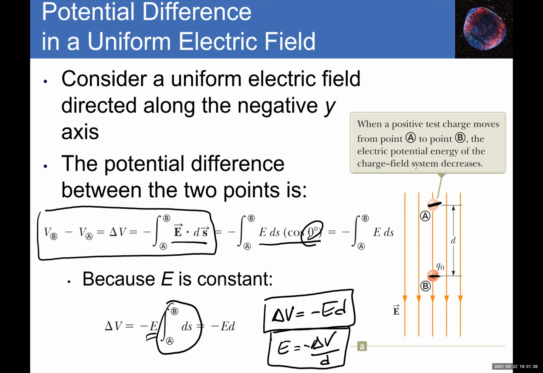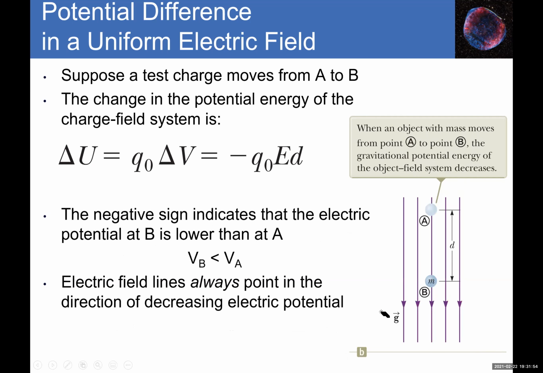Also, as I mentioned, if you're going from point A to point B in the direction of the electric field, your potential will always decrease. If you go in the opposite direction of the electric field, your potential will always increase. That's what we're talking about here. So suppose the test charge moves from A to B, the change in the potential energy of the charge-field system is delta U equals Q naught times delta V.